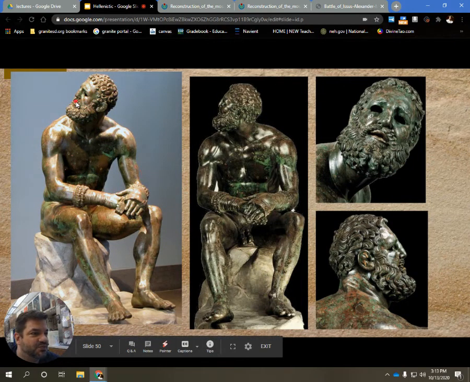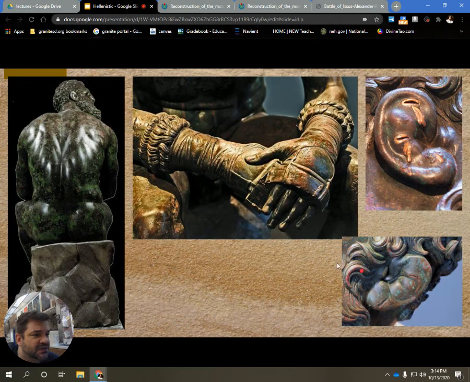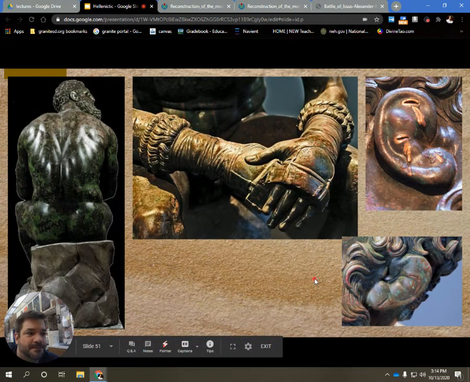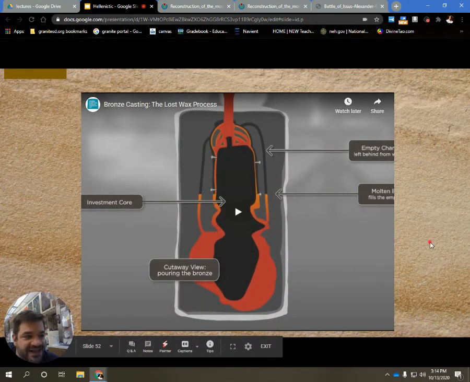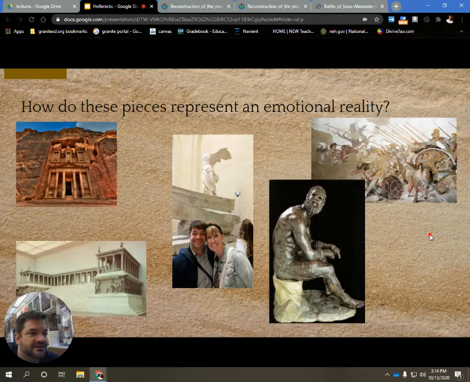And you can see the expression here on his face of just defeat. You can see the cuts, and you can see his rumpled brow, and you can see his bleeding ears and the wrappings. Here, you see his ears? And it's just defeat. Go ahead and watch this on bronze cast, and you want to know how that happens. But that's what this is all about. And that's what the Hellenistics are doing. They're making pieces about emotional reality.